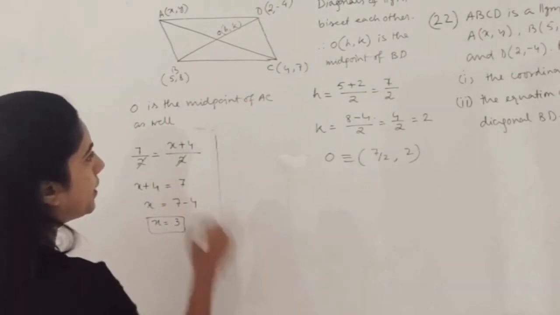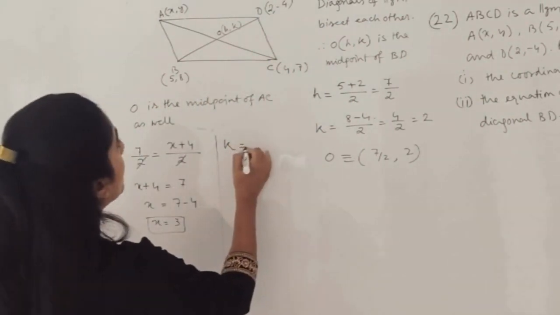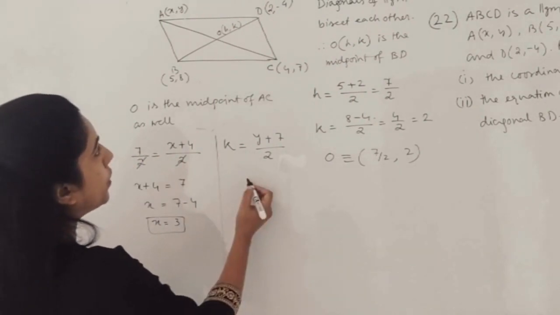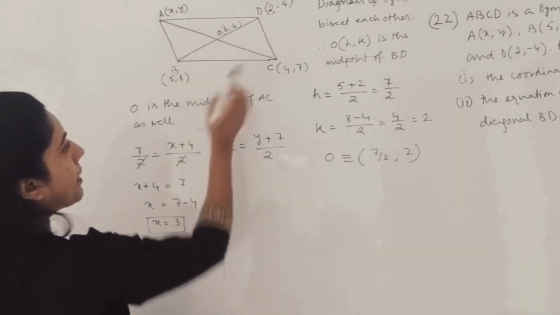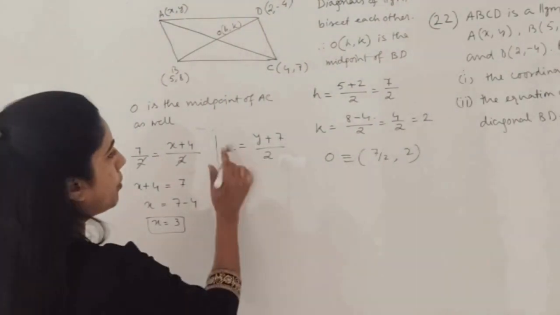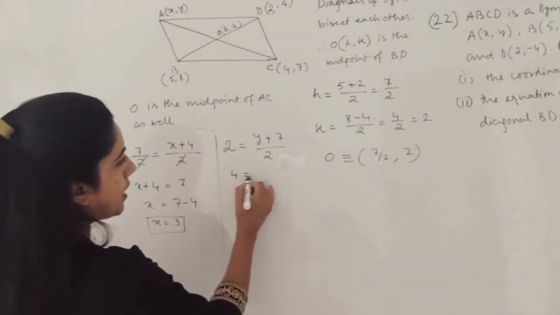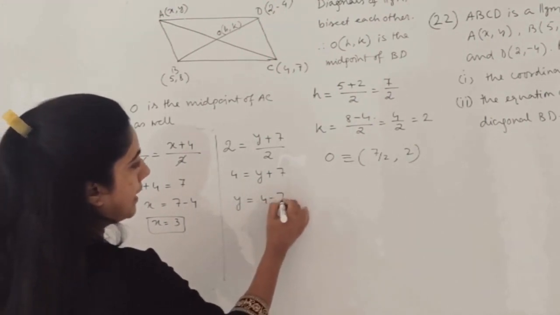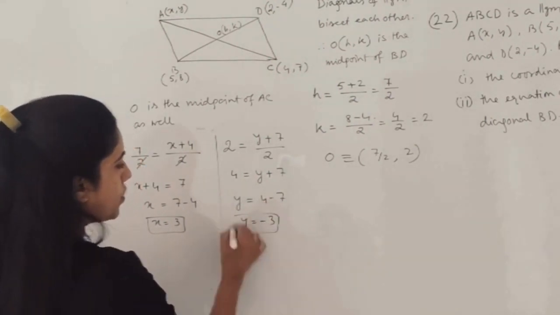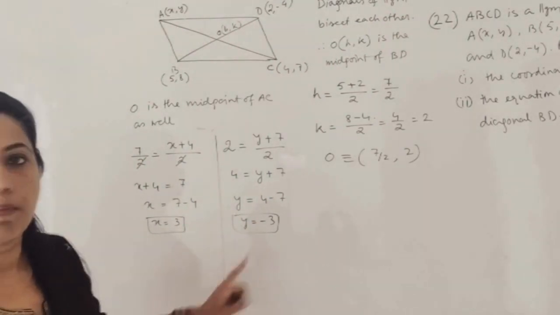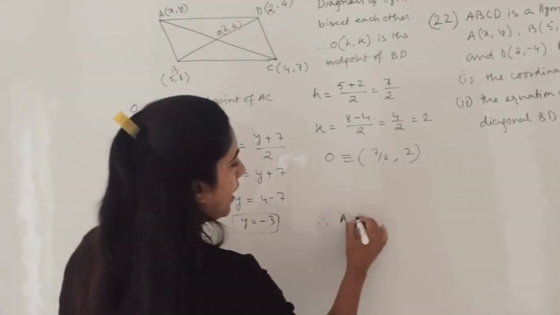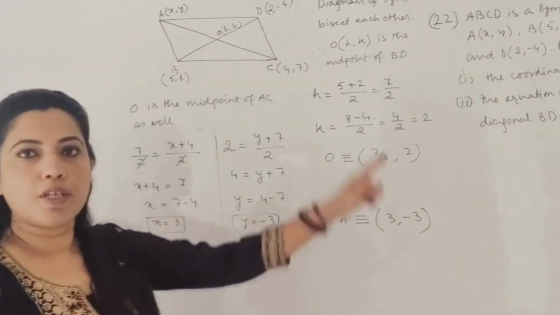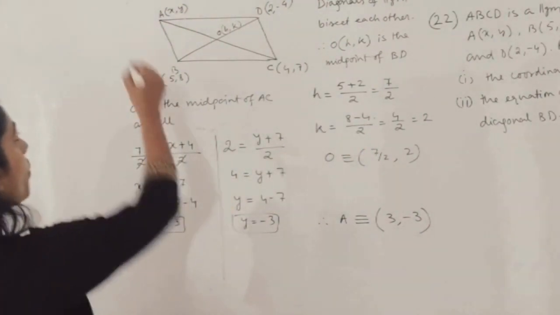We'll do that for y also, that is your K. K is equal to y plus 7 upon 2. Your K is 2. So here you put 2. 2 is equal to y plus 7 upon 2. So 4 is equal to y plus 7. y is equal to 4 minus 7, that is minus 3. So you got x is 3 and y is minus 3. Therefore we got the coordinates of A. The coordinates of A is (3, minus 3). Okay, so the first part we got, that is the coordinates of A.